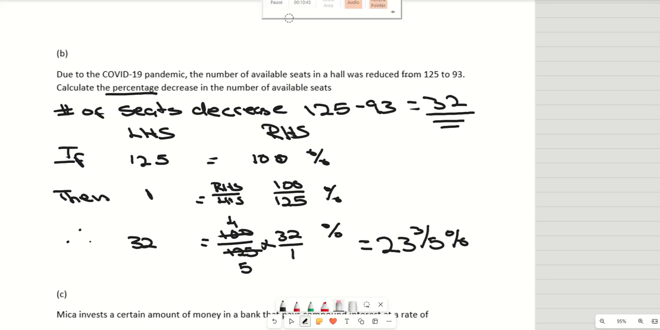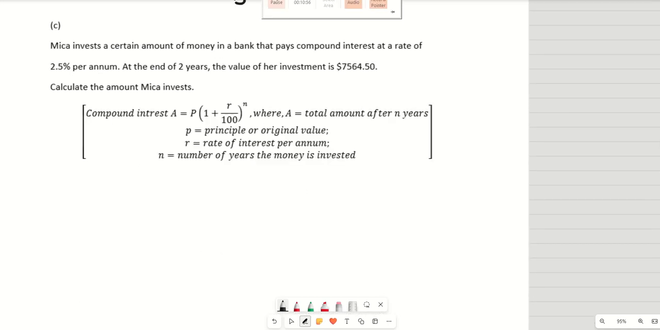Again, not 23, it is 25 and 3/5. 25 and 3/5 would be the answer when you multiply. And that is how you would do part B.